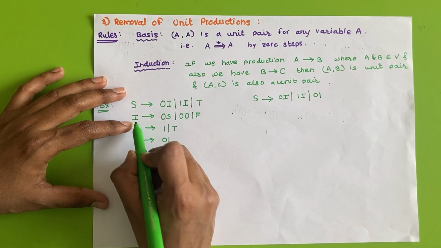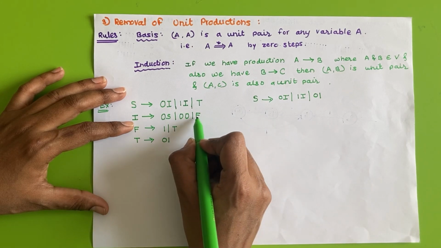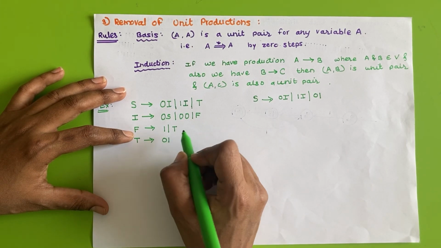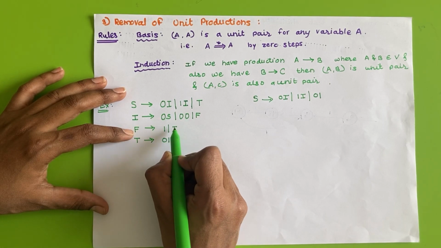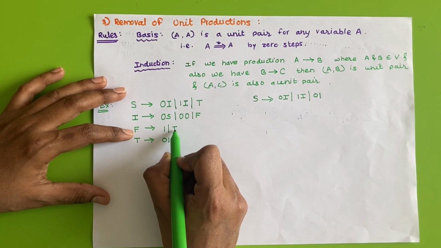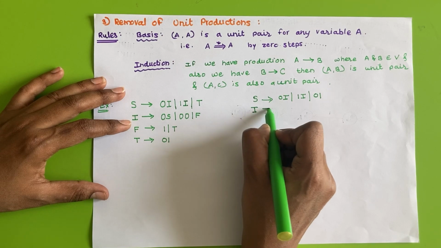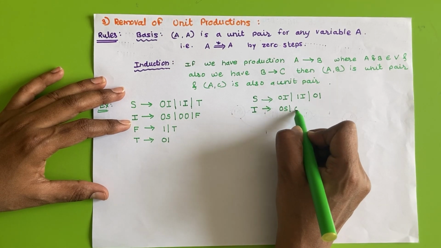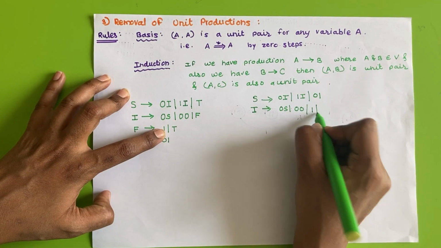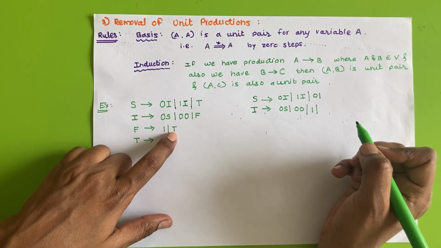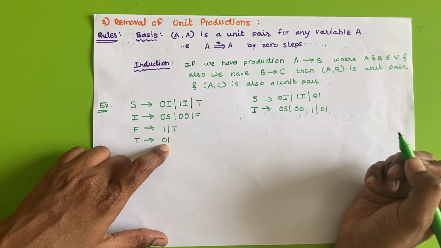Next I have the unit production I tends to F. So instead of F I'll write the value of F. The value of F is 1 and T, and F is in terms of T again. So instead of writing T here, I'll write the value of T, that is 0 1. I tends to 0 S, then 0 0. First value of F is 1 and second value of F is T, so instead of T I'll write 0 1 according to the transitivity property.